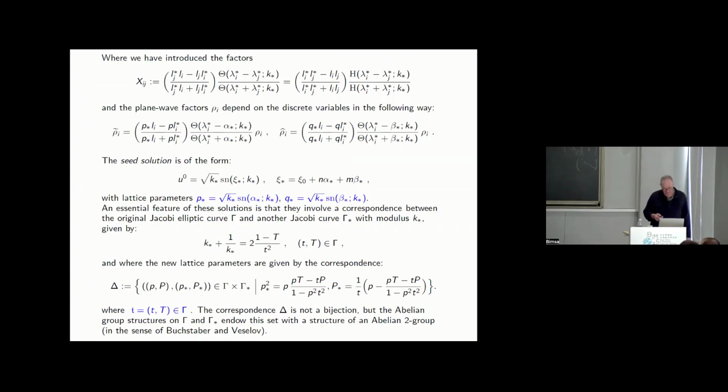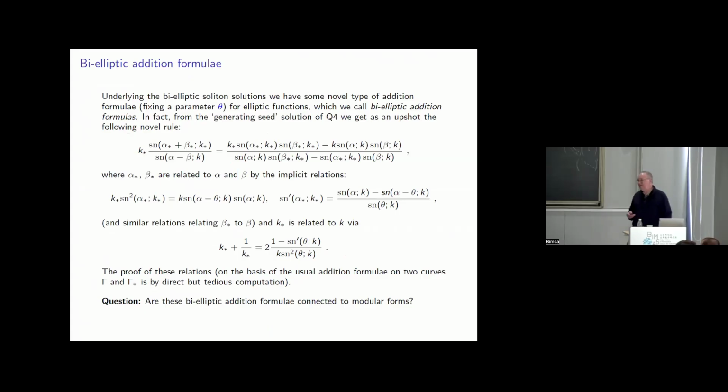And as an upshot, and this is my last transparency, what makes these soliton solutions work are some new type of addition formulas, which are not like any of the usual addition formulas that we find in the textbooks on elliptic functions, but they are elliptic addition formulas involving two elliptic curves, one with modulus k star and another with modulus k. So this is a particular example of such an addition formula, where the different parameters, the alpha stars and the alphas and betas, are related through these relations involving also elliptic curves with a deformation parameter theta.